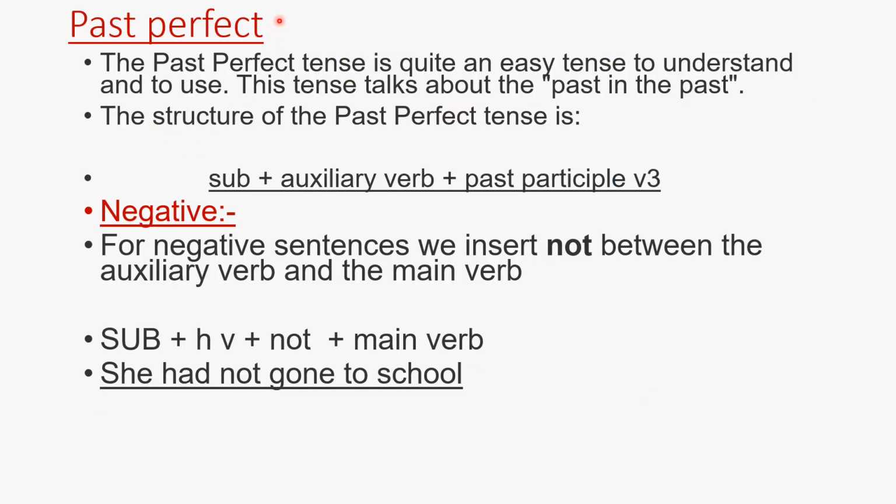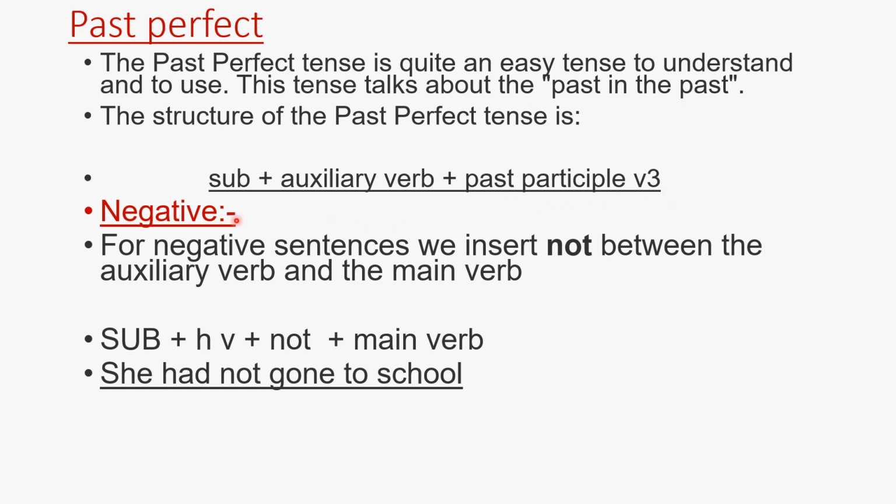Past perfect. This is the third form of the verb. The past perfect tense is quite an easy tense to understand and use. This tense talks about the past in the past. The structure of the past perfect tense is subject plus auxiliary verb plus past participle of the verb. This is the third form of the verb.